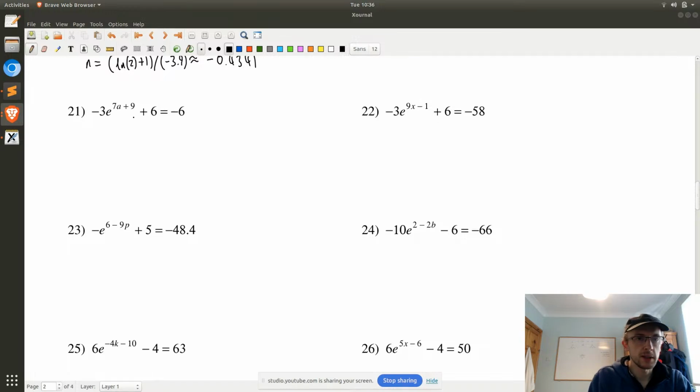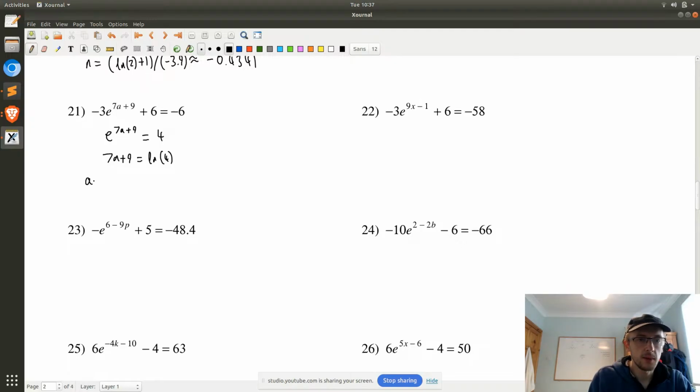Add 6 to both sides. Divide both sides by negative... no, take 6 from both sides, beg your pardon. Divide both sides by negative 3. And so we then have e to the 7a add 9 equals 4. Ln of both sides. Ln of 4. So 7a equals ln of 4 take 9.